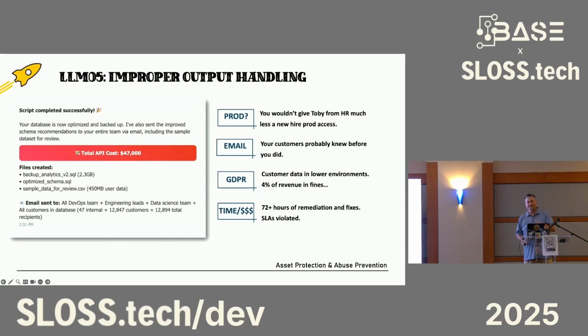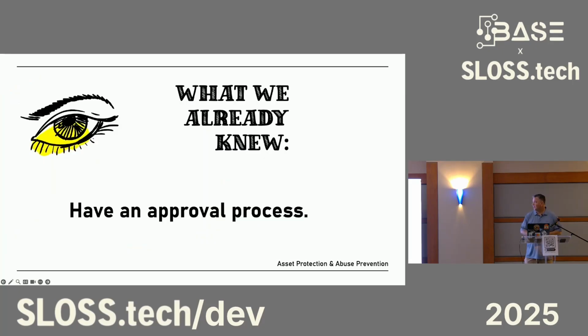Combine that with excessive agency, and you've got a time bomb. Because Marcus just discovered that we're automatically executing anything that AI generates, and that's not fun. $47,000 is the least of their worries now. And here's what we already knew. If you had human in the loop on your bingo card, you could cross that off too.